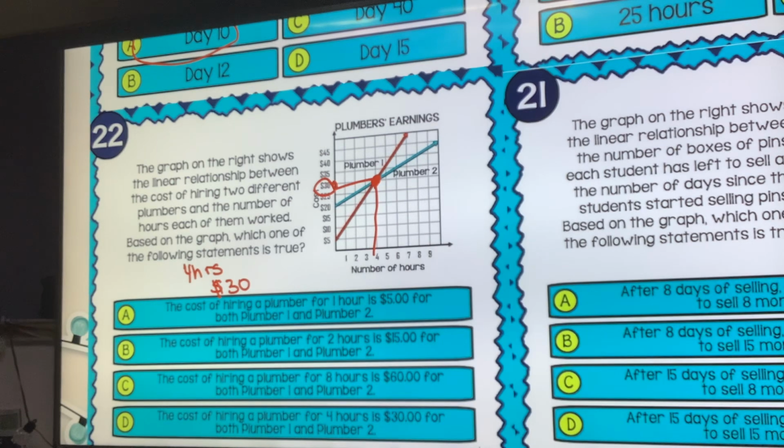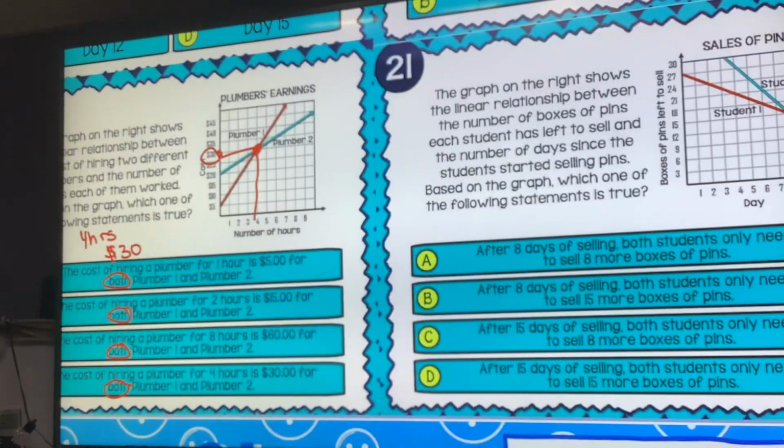So let's look at the first one. The cost of hiring a plumber for 1 hour is $5 for both plumbers. So I am looking for both plumbers. For them to both be the same, I am looking at where they intersect. So which one of those is saying 4 hours for $30? D is correct. That's all you're doing. So read the graph first before you go in and read the answer choices. Makes it much easier because there was your 4 and your $30.